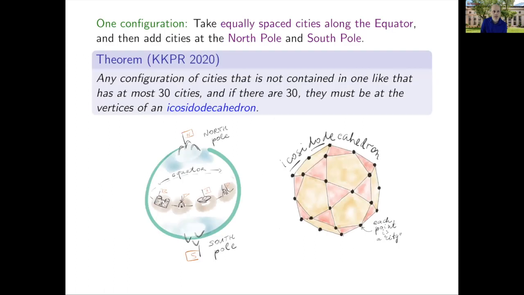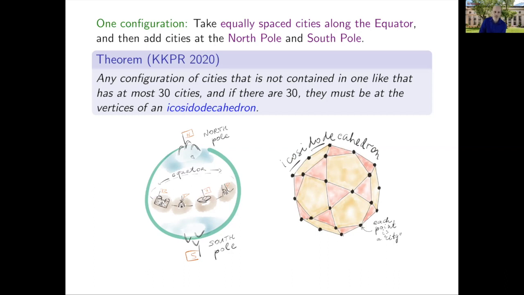So, here's one way to make a configuration. You take a sphere, and along the equator, you put some number of cities equally spaced. So maybe you put 20 cities along here. Then the distance from each one to the next one is going to be 1/20th of the circumference. That's okay. And also the distance from this one to this one would then be 3/20ths.